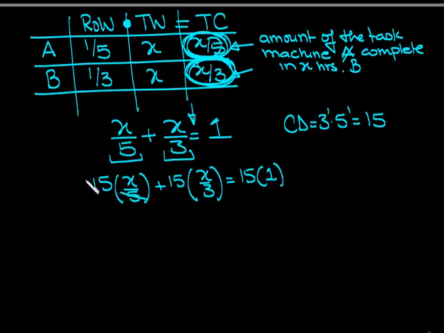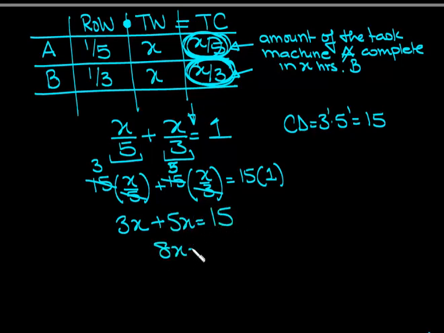Out here 5 goes into 15 3 times, so we get 3x. Out here 3 goes into 15 5 times, so we get 5x is equal to 15. So we get 8x is equal to 15. So if we want to solve for x, we get x is equal to 15 over 8. Okay, so if you end up with 15 over 8, that tells you what x is in this problem. x is the time they were both working together.